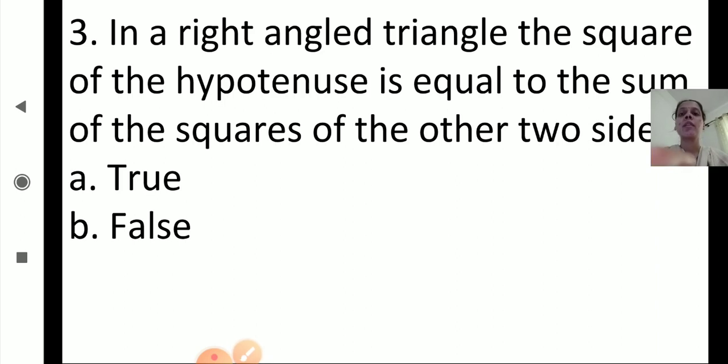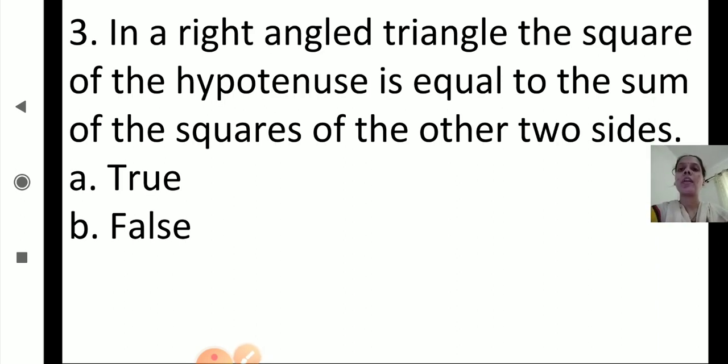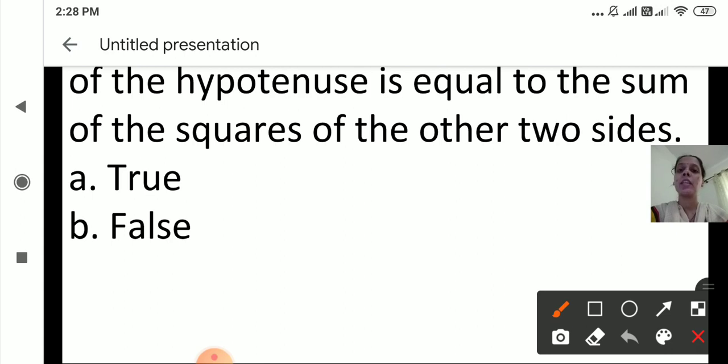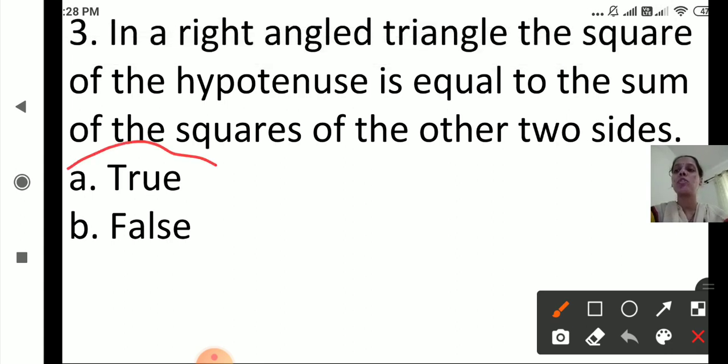Third one. In a right angle triangle, the square of the hypotenuse is equal to the sum of the squares of the other two sides. Is this statement true or false? Yes, this statement is true. So you will select option A, that is true, because in a right angle triangle, the square of the hypotenuse is equal to the sum of the squares of the other two sides.